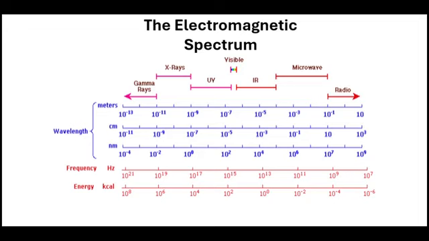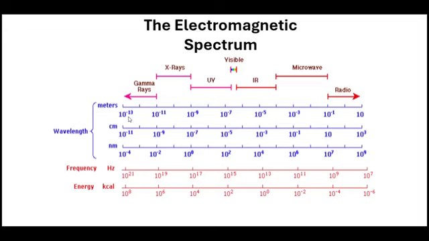Electromagnetic fields are measured in different parameters, according to the fundamental measurements that are present in the electromagnetic field, which include the wavelength, the frequency, and the energy. The wavelength can be measured in meters, centimeters, and nanometers, the frequency can be measured in hertz, and energy can be measured in kilocalories.